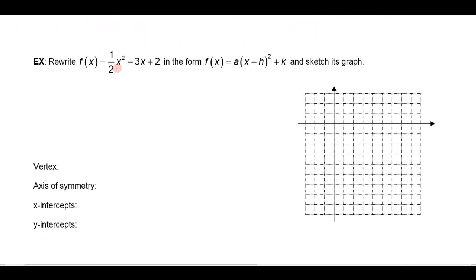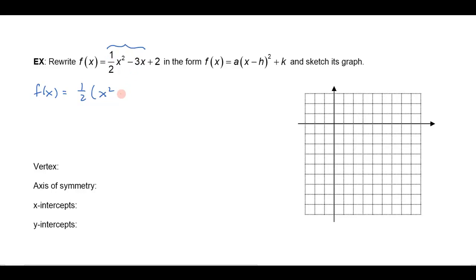Here I'm asked to rewrite f of x equals 1/2 x squared minus 3x plus 2 in this vertex form and sketch its graph. So again, what I'm going to do is group just the x terms together, and factor that leading coefficient out. So I'm going to take a half out of a half x squared, that'll leave me x squared, and then I have to factor a half out of negative 3.